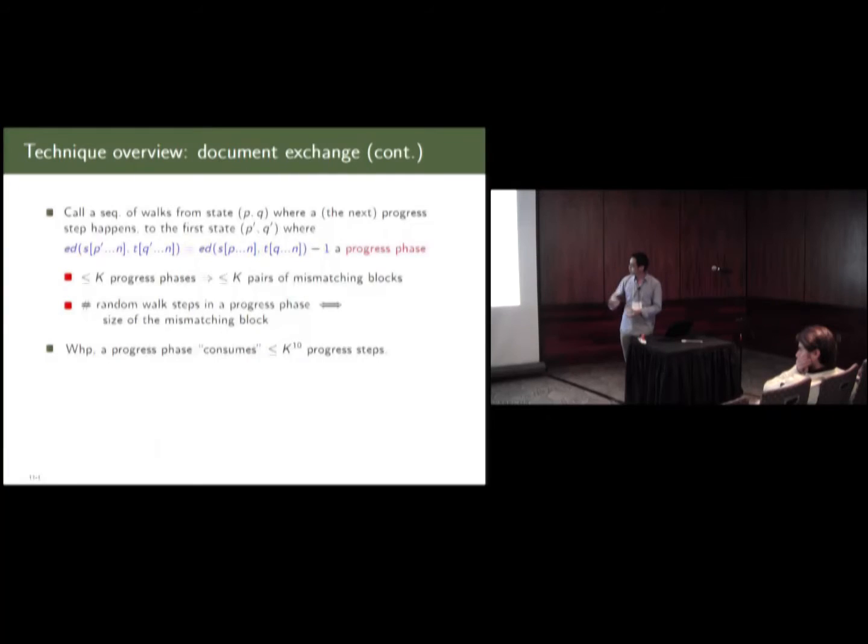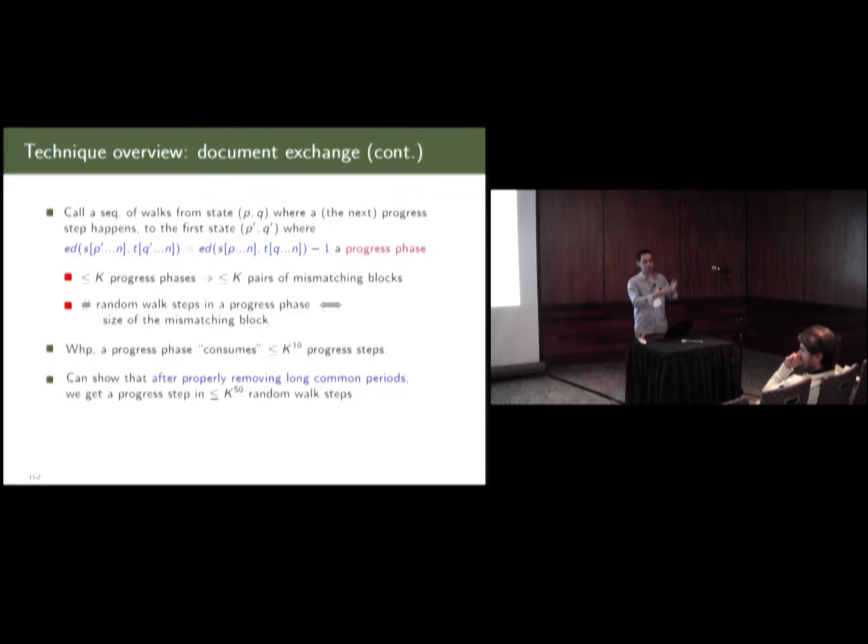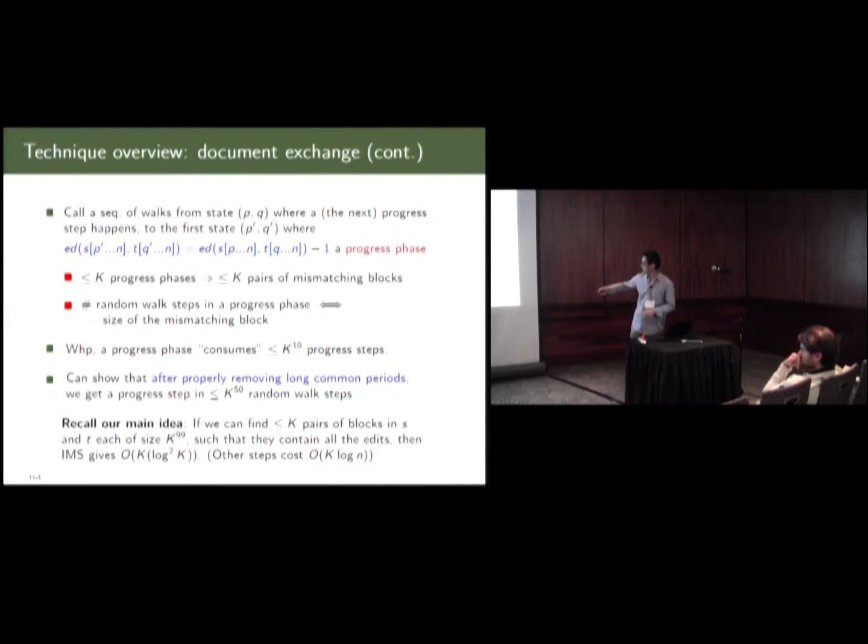So we can show that with high probability, a progress phase consumes at most k to the power of 10 progress steps. This number is something arbitrary. And this is the important part: after properly removing those long common periods, we get a progress step in at most k to the power 50 random walk steps. If we multiply these two together, the size of the mismatching block is bounded by k to the power 99.